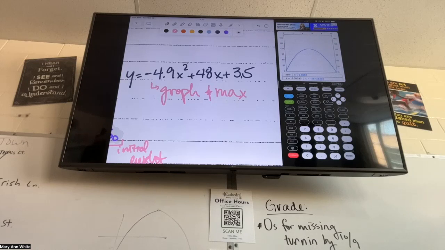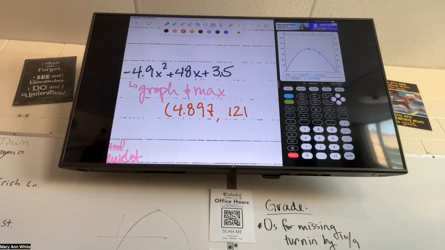And I can now easily find my max. So second trait, oh, not min. Second trait, max, left bound, right bound. And I get my X is 4.89. I don't know why I wrote it like that. Let me write it as an ordered point like I wrote all the other ones. 4.897, I guess, whatever. And then 121.05.